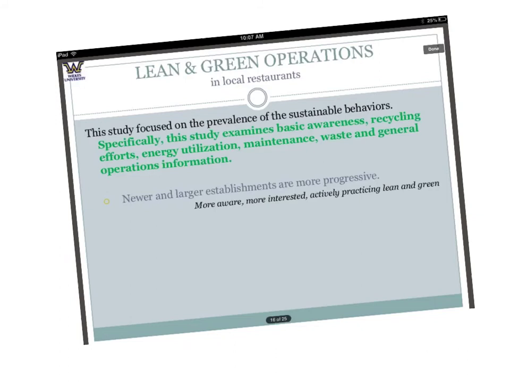So let's go back to the project that I was talking about, the restaurants and lean and green behavior. In green, I show what my study was attempting to collect. And then right below that, I say, here's the point. I thought that newer and larger restaurants would be more progressive, would be more into lean and green. So that was the point of my project.